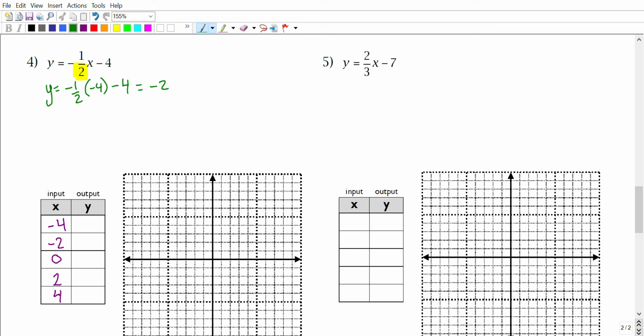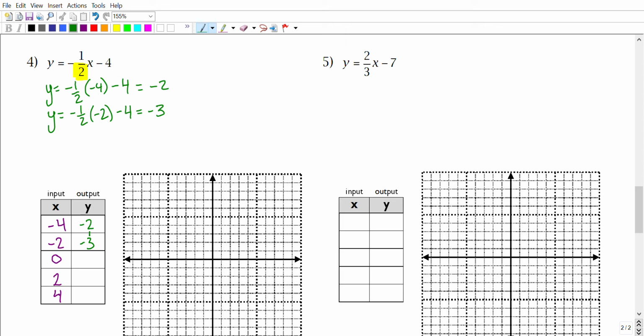All right. So let's go. y equals -1/2 times -2. Let's see. -1/2 times -2 is a positive 1. And 1 minus 4 is -3. Now, even before going further, let me look at our first two values.